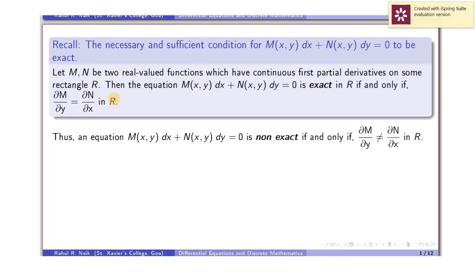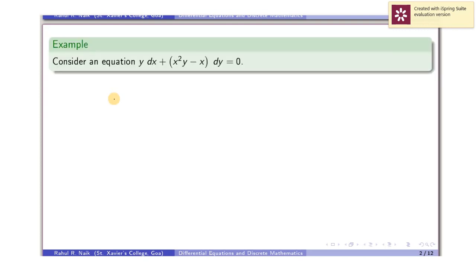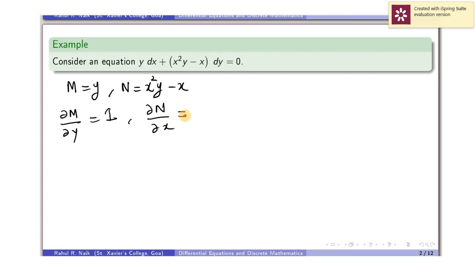Okay, so now we will take one example of a non-exact differential equation. Consider the equation y dx + (x²y − x) dy = 0. Comparing it to the general form, here M is y and N is x²y − x. So we have to compute only ∂M/∂y and ∂N/∂x. ∂M/∂y is equal to 1, and ∂N/∂x, differentiating with respect to x keeping y constant, is 2xy − 1.